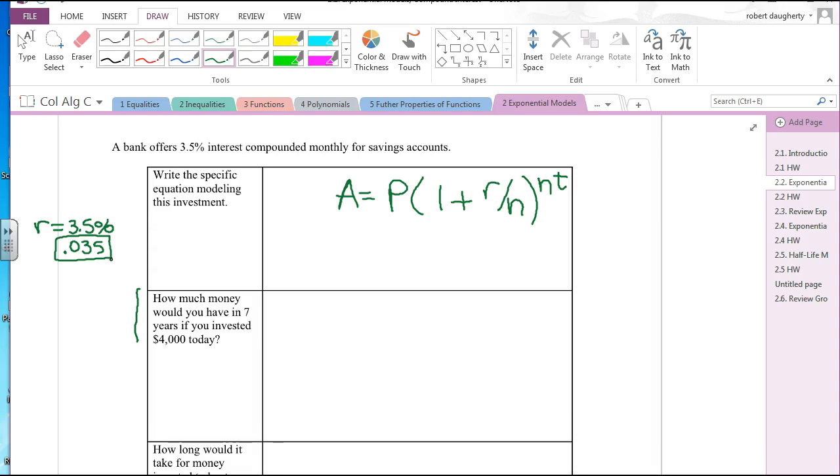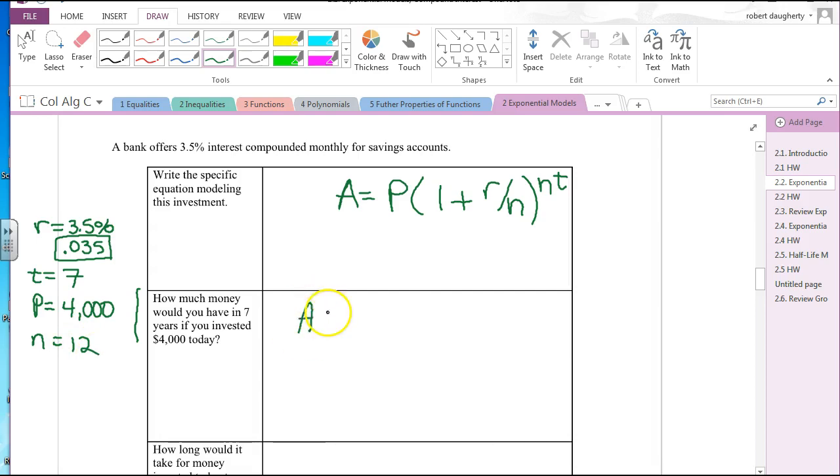How much money would you have in 7 years? What is 7 in this equation? Yeah, so T is equal to 7, okay? How much money would you have if you invested $4,000 today? Which of these variables is 4,000? P, okay? P is equal to 4,000. And then N. How often is this compounded? Look at the word that goes right after the word compounded. It's compounded monthly. How many times will it be compounded in a year? 12. N is equal to 12. Okay? That's everything I need to figure out what this answer is.